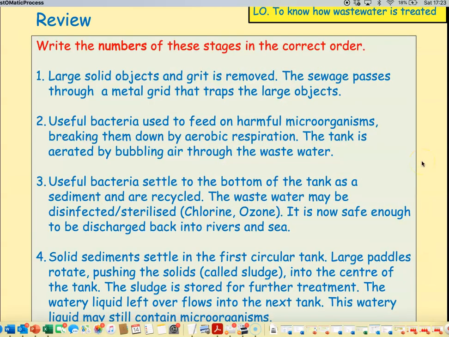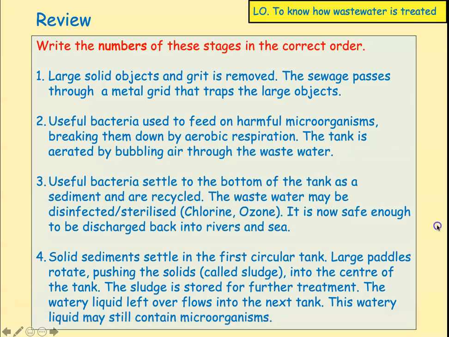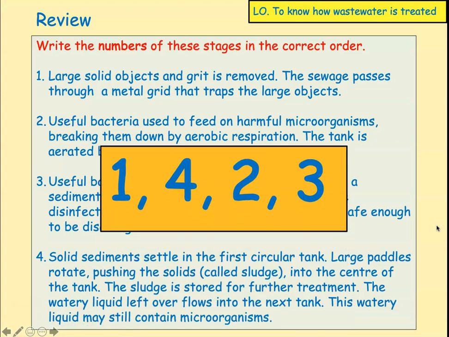Okay, what I want you to do now is read these 4 statements and just write down the numbers of the statements in the order that they are done when you are treating wastewater. So pause the video now to read these sentences and then write down the 4 numbers in the correct order that you think defines the 4 stages. Okay, so the correct order is 1, 4, 2, 3.